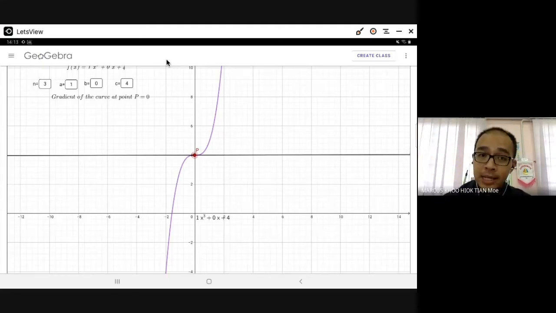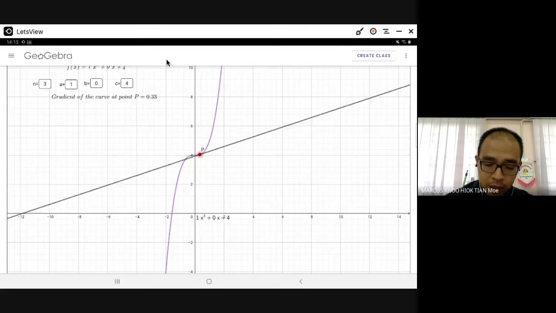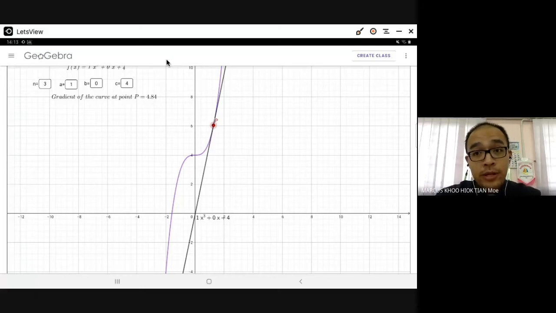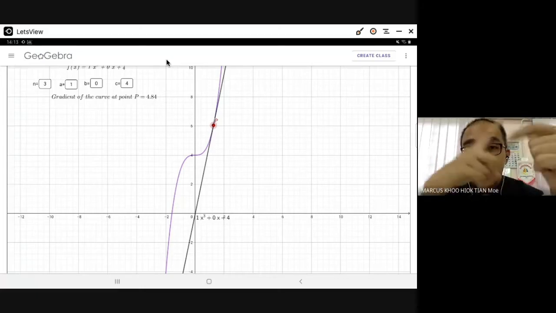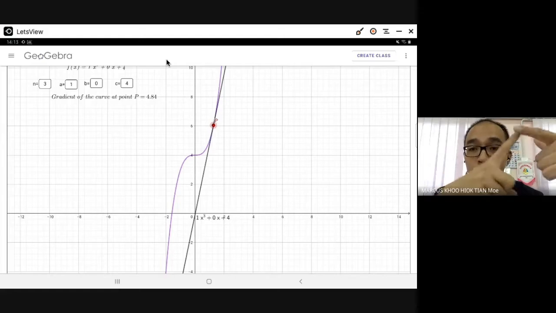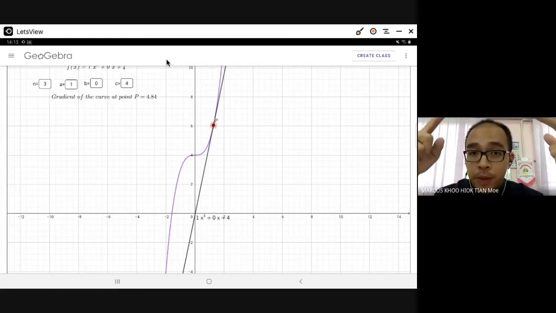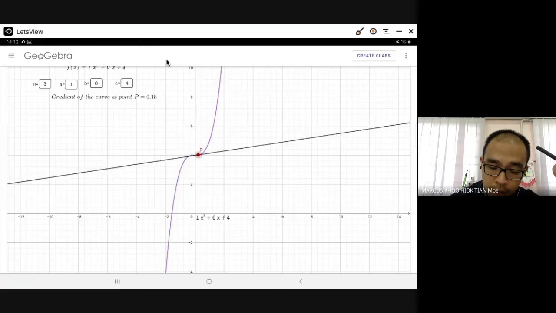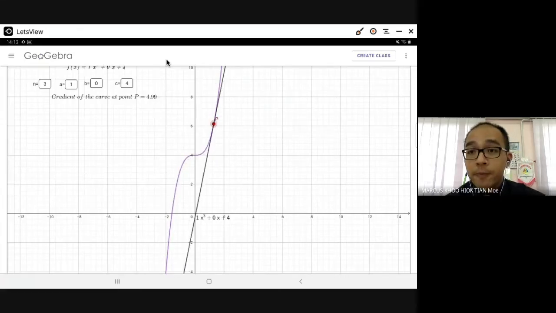But in this case, we find that when I make the x bigger, okay, look at the gradient. It returns to becoming positive again. And this is something that we've never discussed in our previous class. I say that if it's positive to negative, it's a maximum turning point. If the gradient is negative to positive, it's a minimum turning point. But in this case, this is positive, 0, and then positive again.